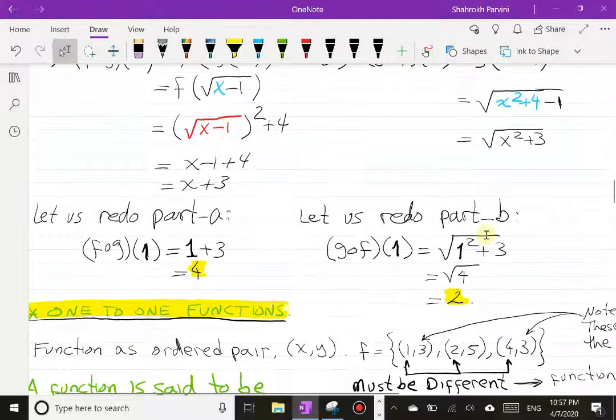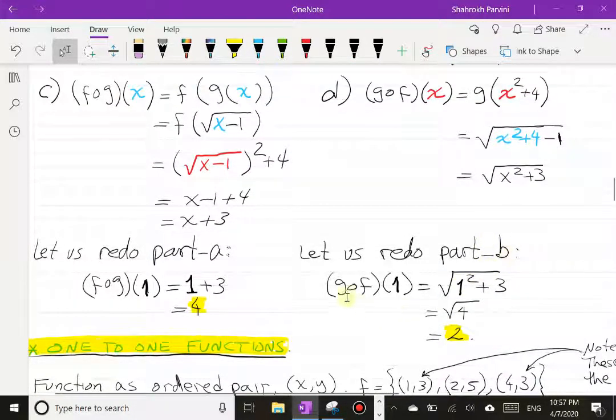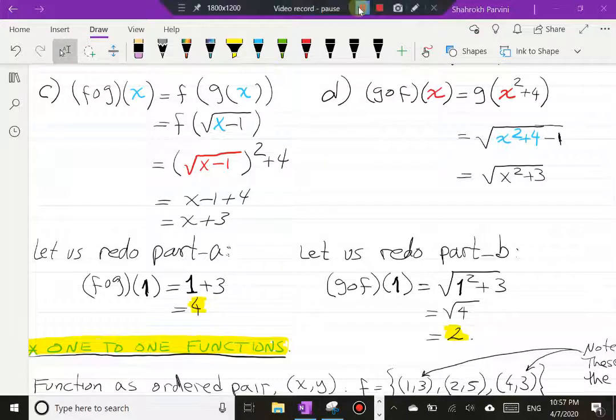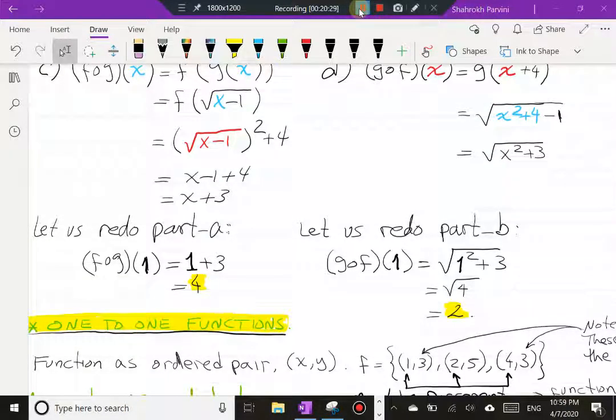I redid part B, g of f of 1, where I just plug in a 1 here for x. And you get 1 squared plus 3, 4, square root of that is 2. And that is all with function compositions we want to talk about. So hopefully you followed what we've done so far. Okay, now let's talk about one-to-one functions. Again, I did mention this is rather long sections, but we'll make it through.